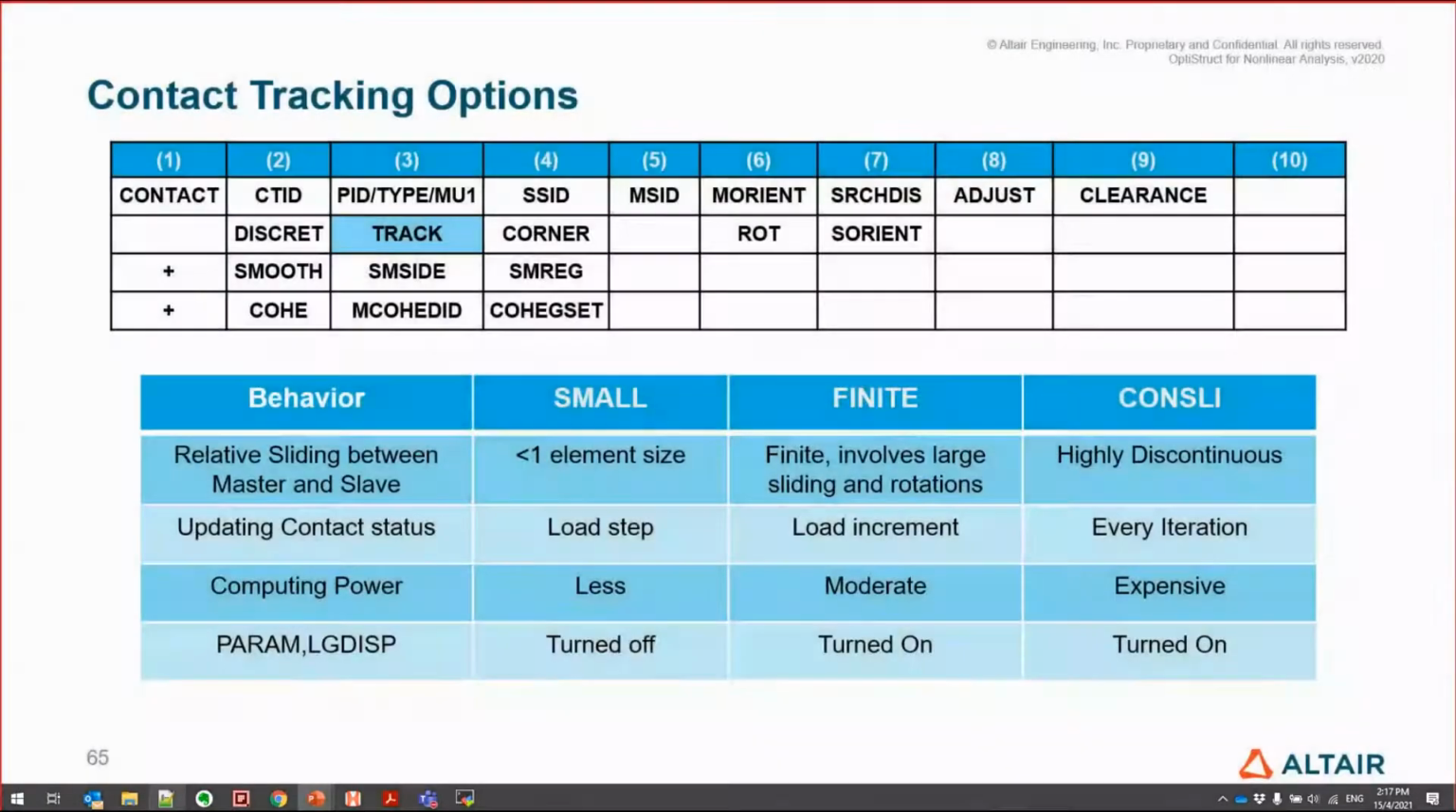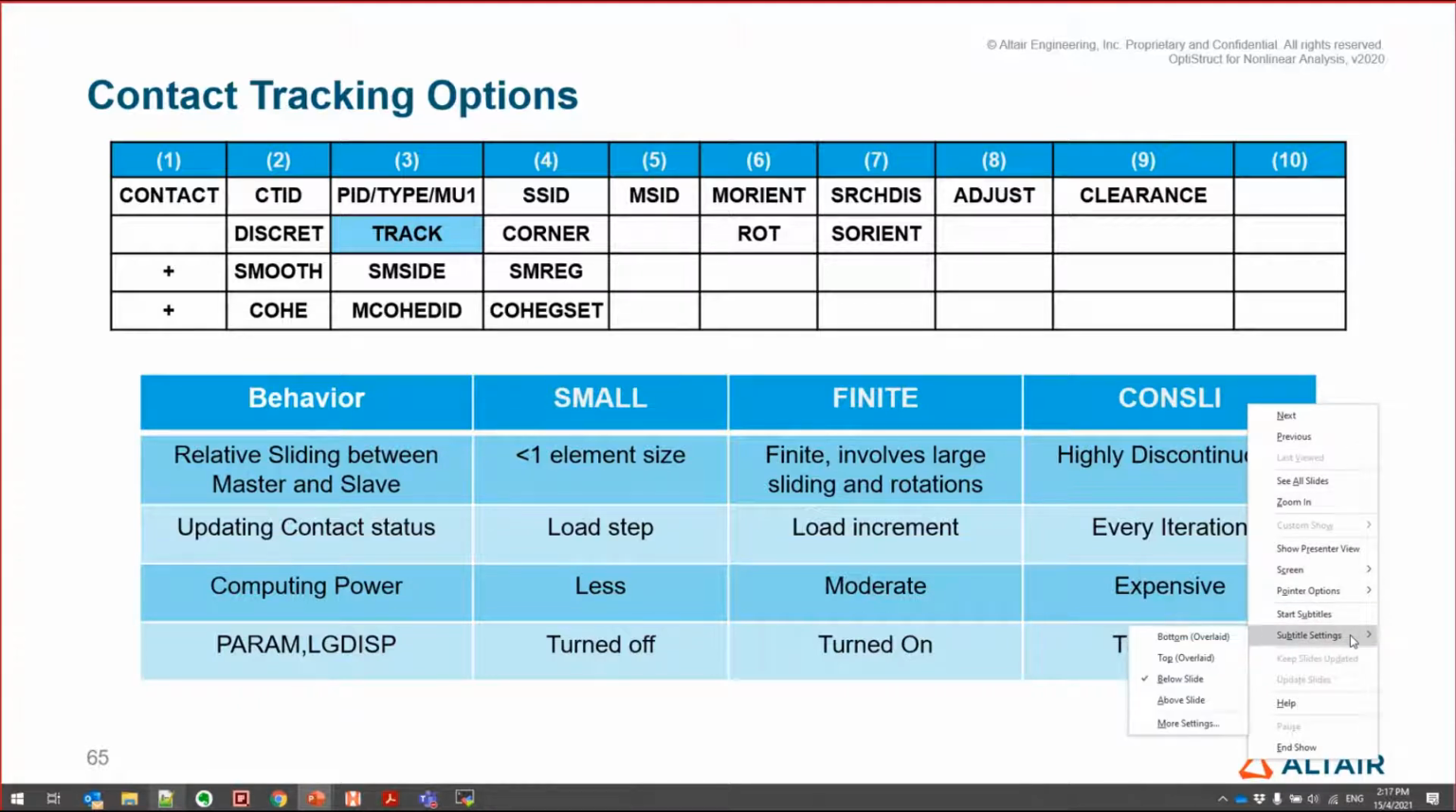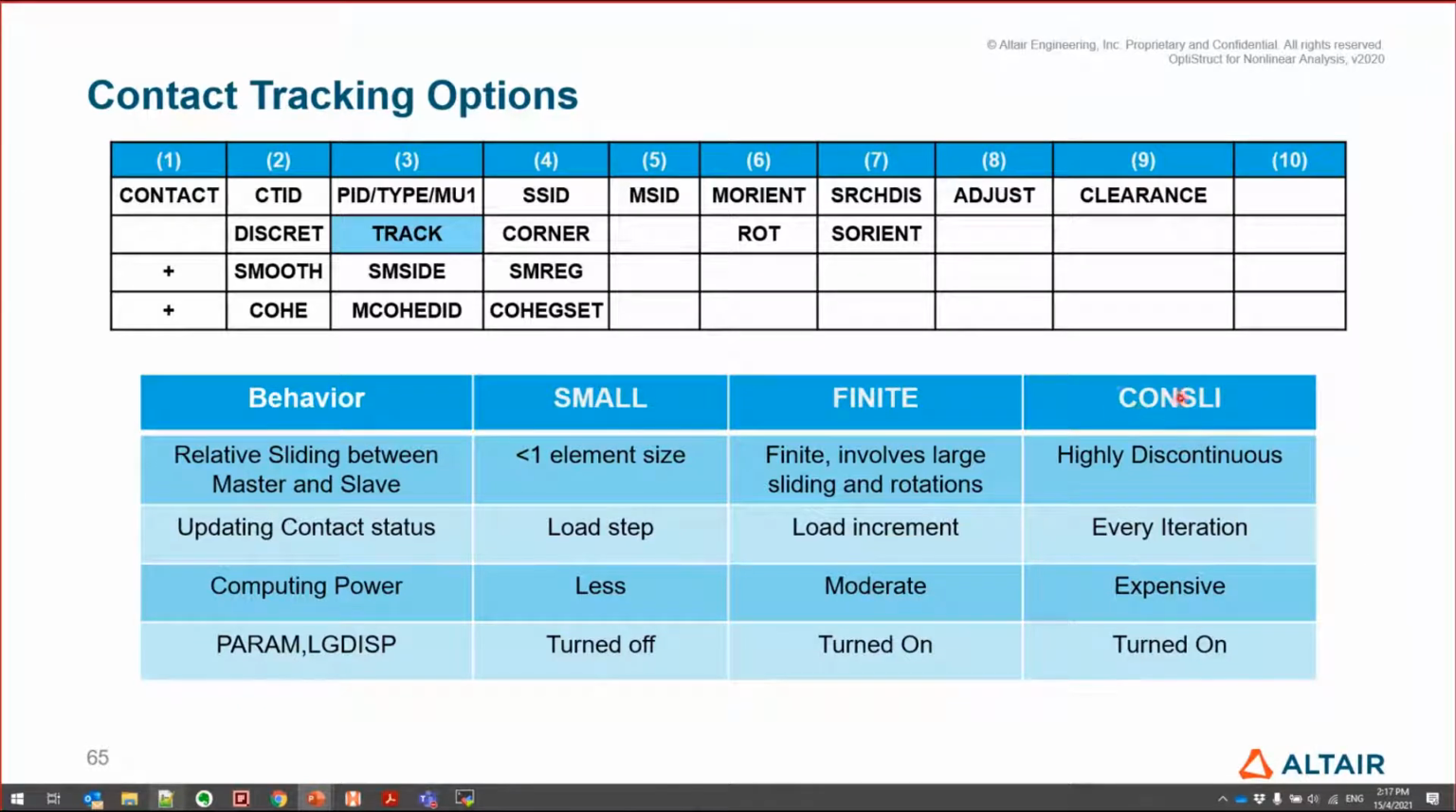When do you use them? Of course, when you're talking about small sliding, you can just use small. But if you have a large displacement, then you have to choose either finite or continuous sliding. You can choose continuous sliding if the convergence issue is very large and you cannot solve it, because it updates the contact.